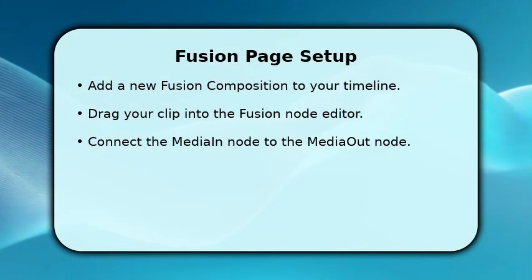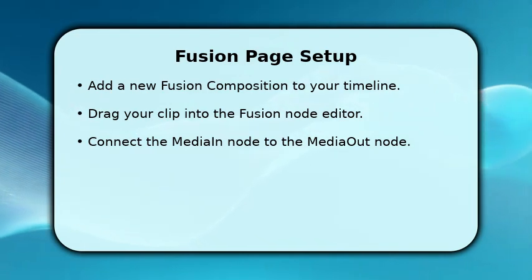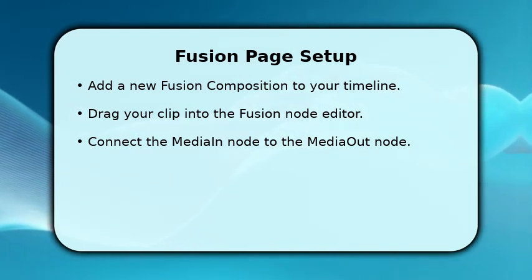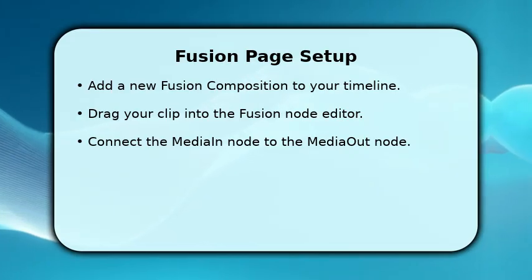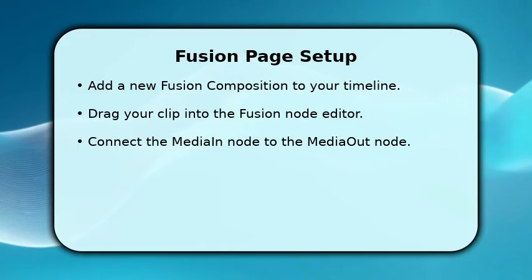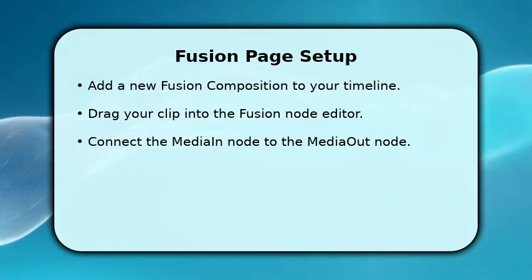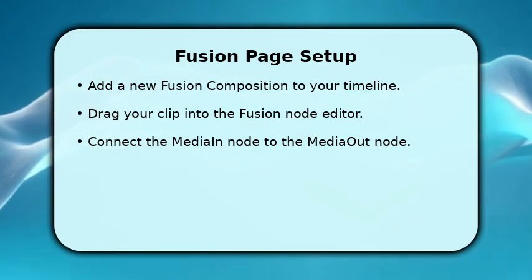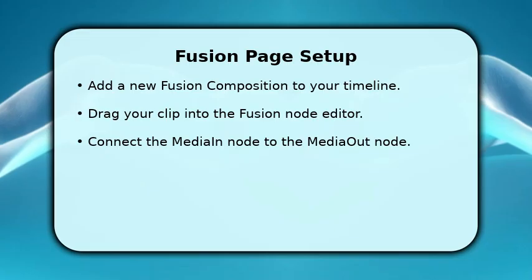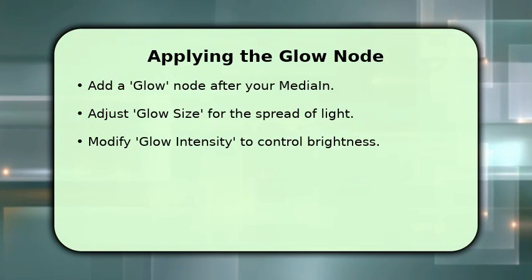Once in the Fusion page, you'll need to bring your footage into the node graph. Drag your clip from the media pool directly into the node editor. This creates a media in node. Next, connect the output of your media in node to the input of the media out node. This ensures your changes will be visible back on the edit page. This foundational step is crucial for any effect you build in Fusion. Now let's add the magic.